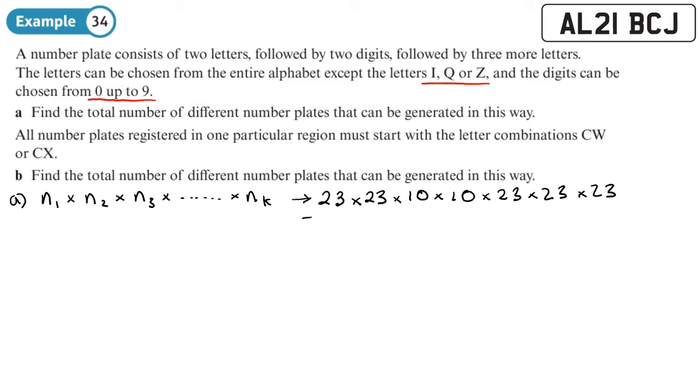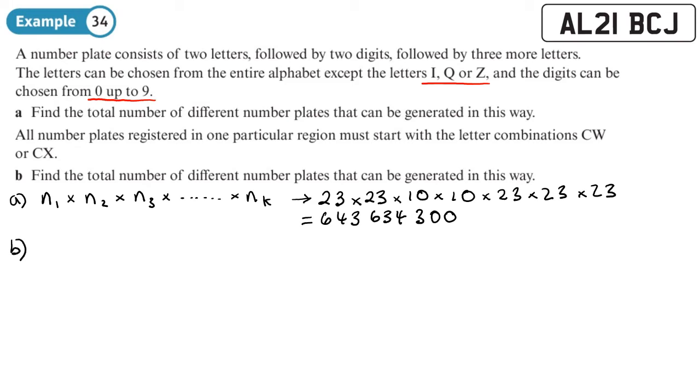Now, let's multiply these together and see what we get. So it's basically 23 to the power 5 times by 100, or 10 squared, I suppose. So that gives lots of choices. Now, 643, so I think it's 643 million, 634,300. So about, well, nearly 6.5 million choices.